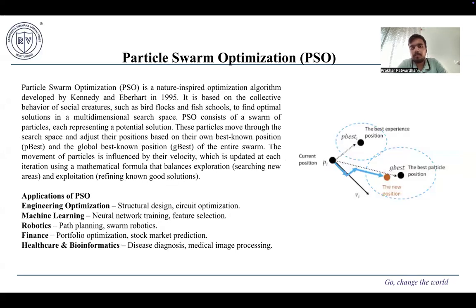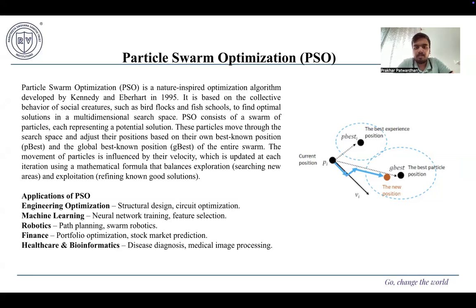Now coming to what is particle swarm optimization (PSO). Particle swarm optimization (PSO) is a nature-inspired optimization algorithm developed by Kennedy and Eberhart in 1995. These two developed particle swarm optimization, and it is based on the collective behavior of social creatures such as bird flocks and fish schools to find optimal solutions in multidimensional search space.